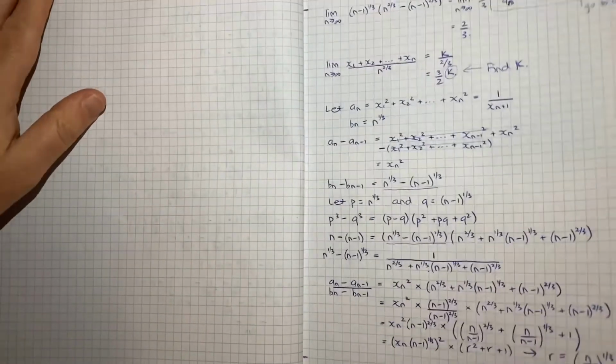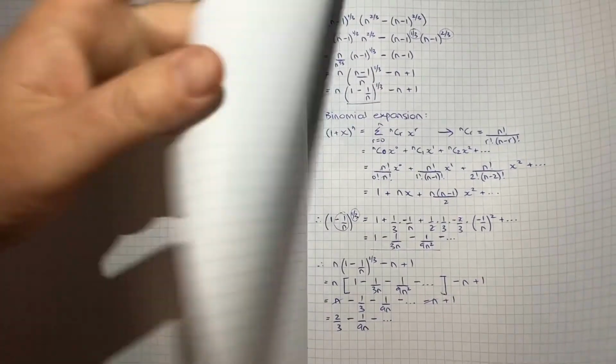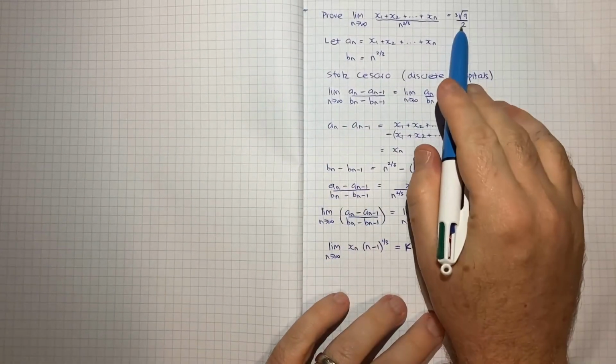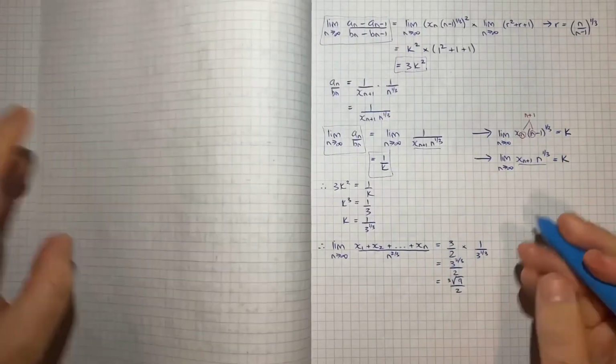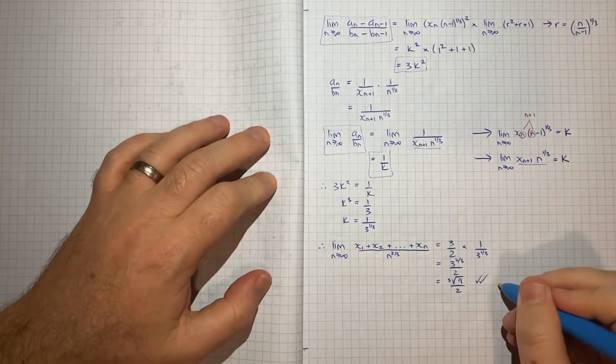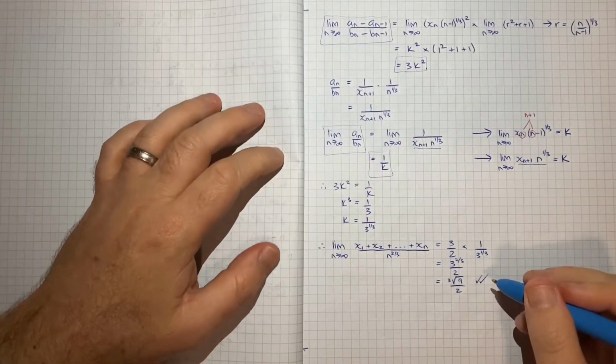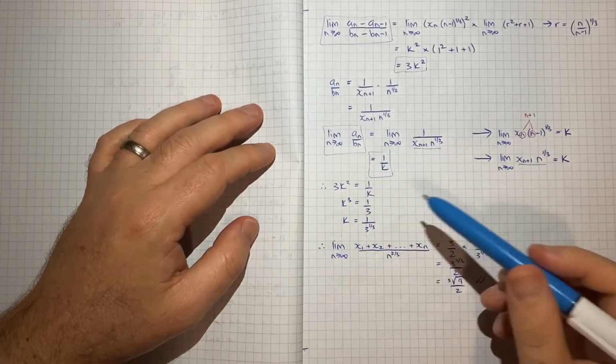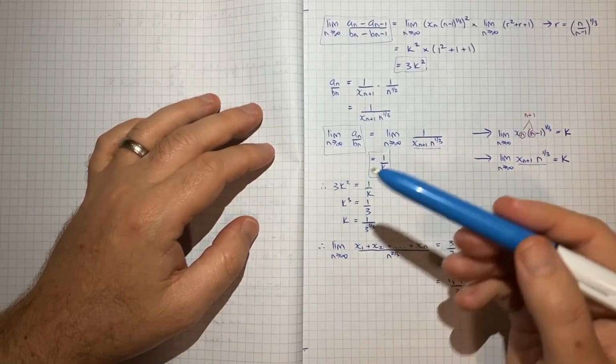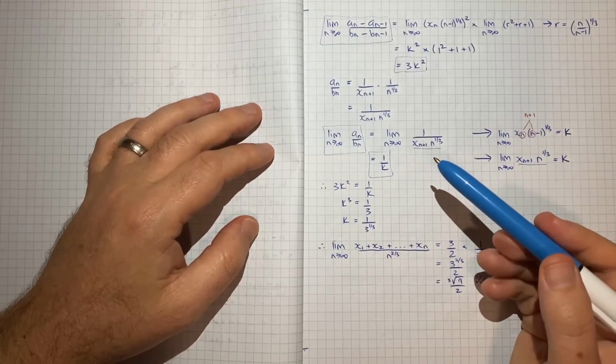And that is what we were being asked to show. So we've got our solution. That is what we're required to show. And we've effectively done it by doing 2 applications of the Stoltz-Cesaro theorem.